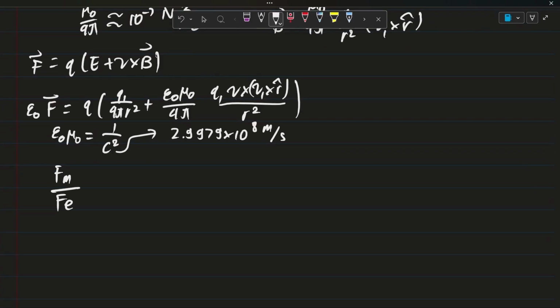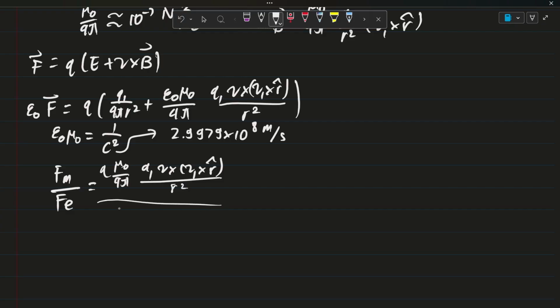Maybe we want to figure out how big the magnetic force is compared to the electric force. If we take this ratio, we get mu 0 over 4 pi q times q1 v cross v1 cross r hat over r squared, divided by q times q1 over 4 pi epsilon 0. We can simplify this into epsilon 0 mu 0, the 4 pi and the q's cancel out, and you have v cross v1 cross r hat. Technically, at the bottom there should be r squared here, which I forgot.